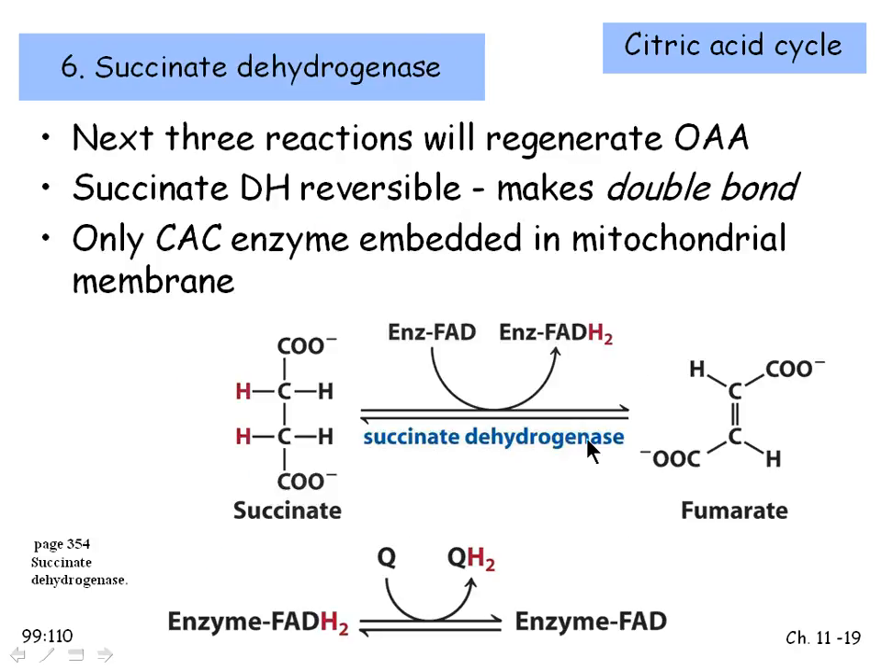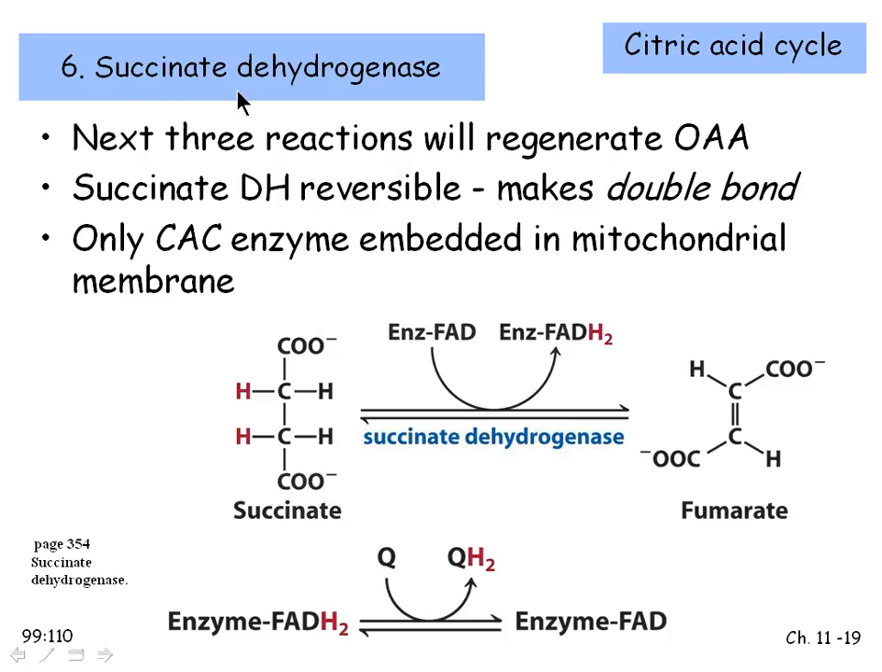So now we have some succinate. Here's our succinate, a 4-carbon fragment with 2 carboxylic acids, one at each end. The point of the next few reactions is several-fold. We're going to regenerate oxaloacetate so we can keep going as a cycle. And we're going to get a little bit of oxidation-reduction action happening as well.